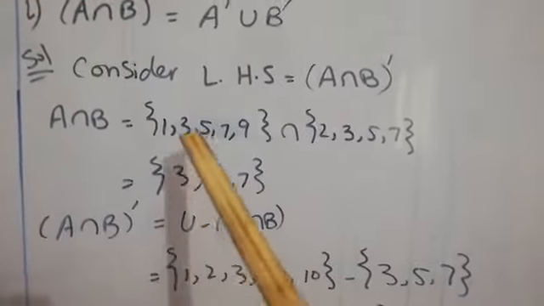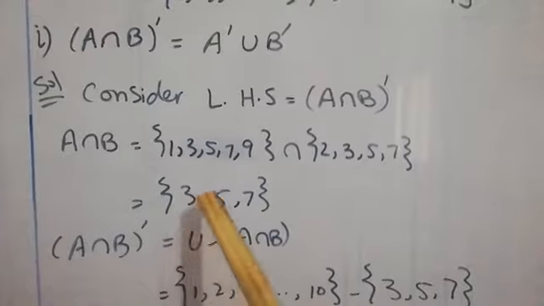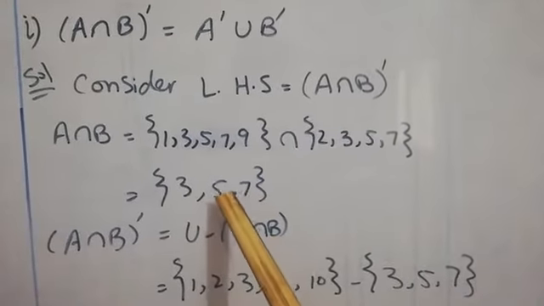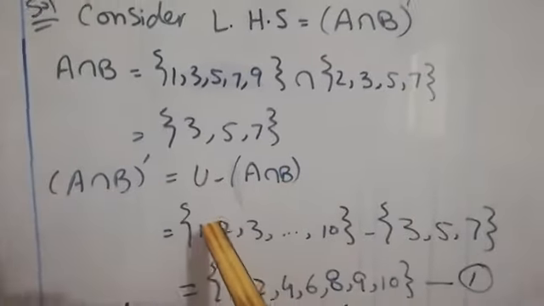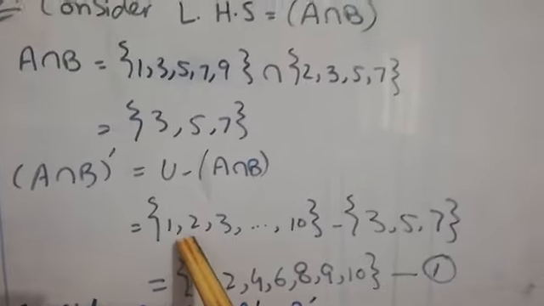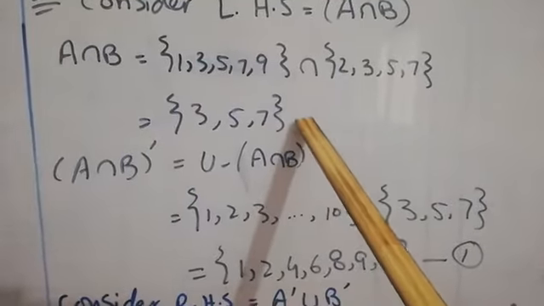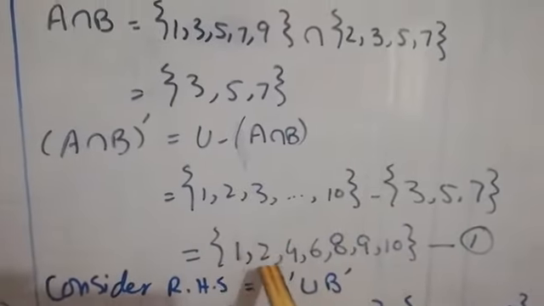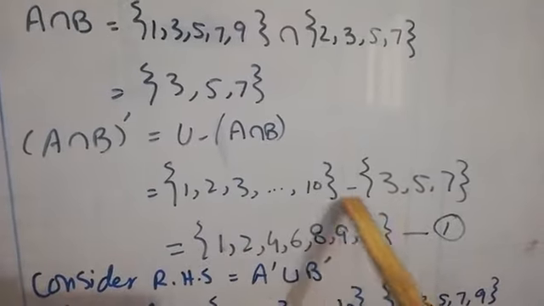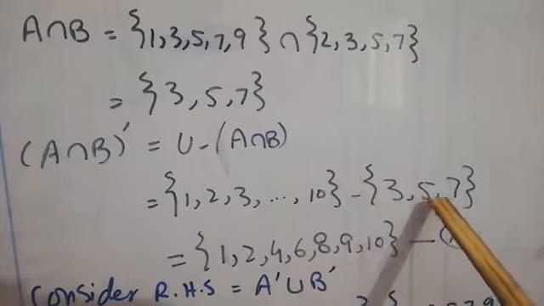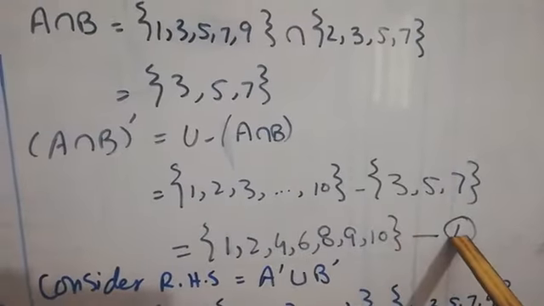Now we will take the complement. Complement means we will take the difference of this set from the universal set. So write here the universal set 1, 2, 3 and so on up to 10, difference of this answer, and we will get 1, 2, 4, 6, 8, 9, 10. This means we write the numbers from 1 to 10 except these three numbers. This is answer number 1.